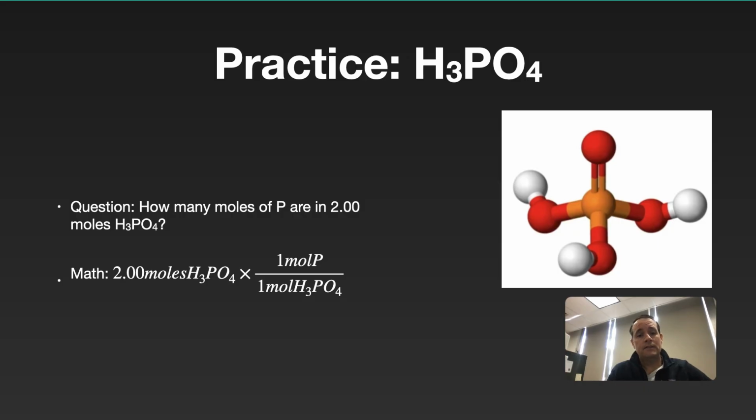What about phosphorus? There is no subscript for capital P in the formula H3PO4. This means there's an invisible 1. So for the 2.00 moles of the total substance, we have exactly 2.00 moles of phosphorus. Now that you see how this works, try to calculate how many moles of oxygen are in 2.00 moles of H3PO4. Be sure to write your work with the units and the final answer.